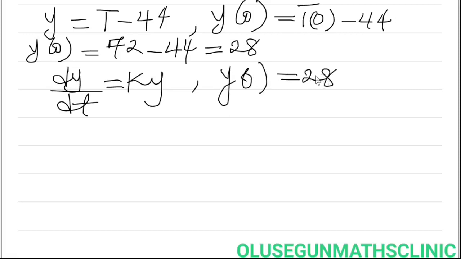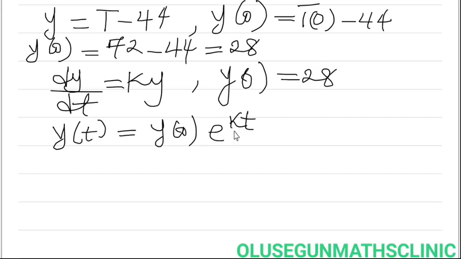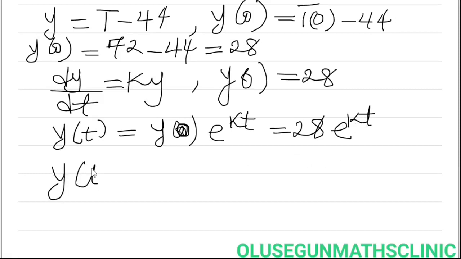According to the law we have started proving, the solution of the differential equation for a particular time is the initial value of y times the exponential of the constant times time. Since our initial value is 28, the equation for y of t is y(t) equals 28 e^(kt).